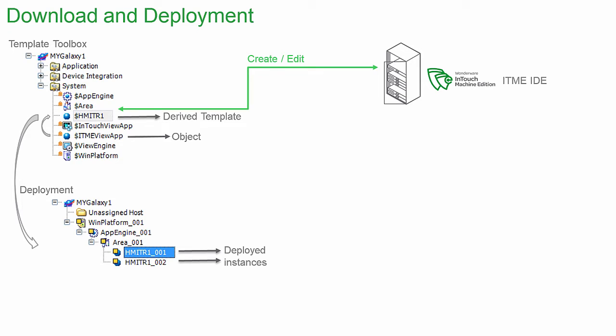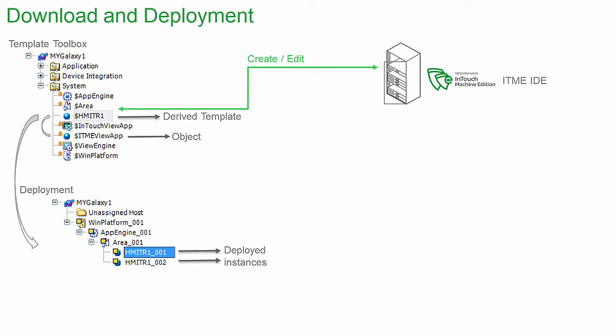And as you see here, I created a platform, a Wing platform, an app engine, an area, and I deployed two instances of this object called HMI TR1 001 and 002. So those are the deployed instances of the object, and those deployed instances of the object are responsible for exchanging data with the actual InTouch Machine Edition runtime instances deployed on remote runtime stations, runtime HMIs.